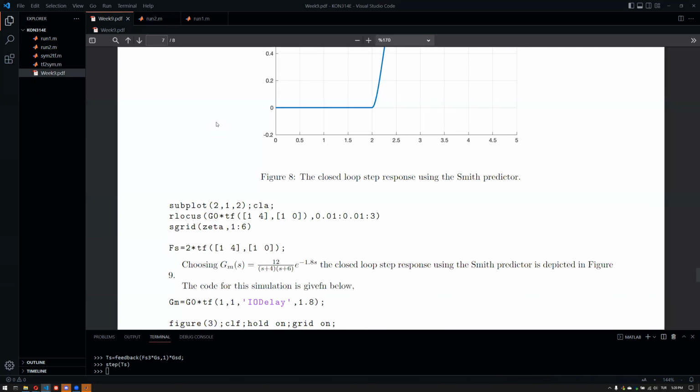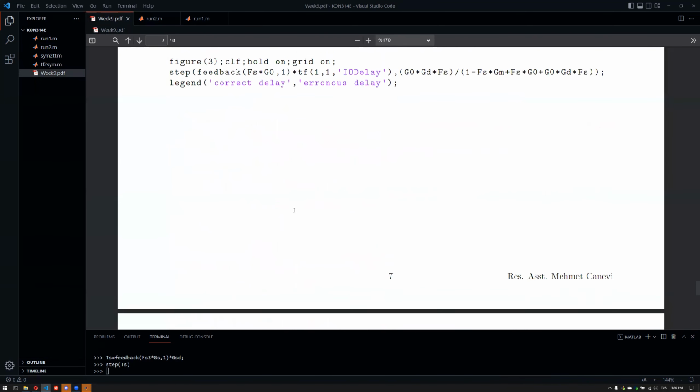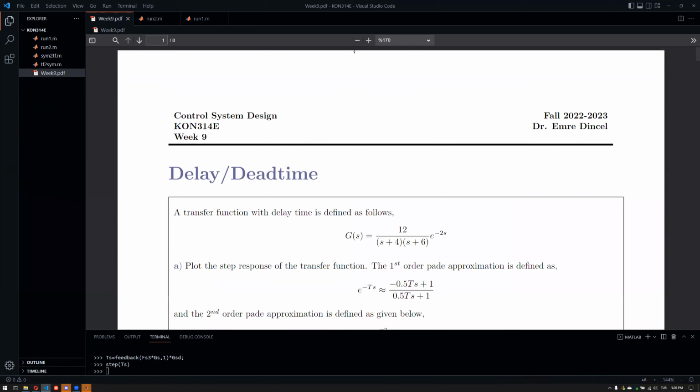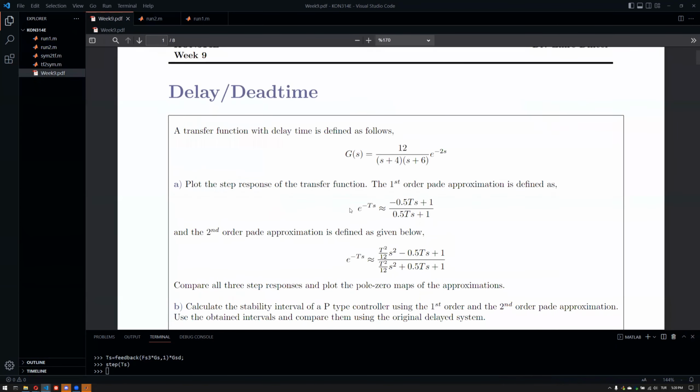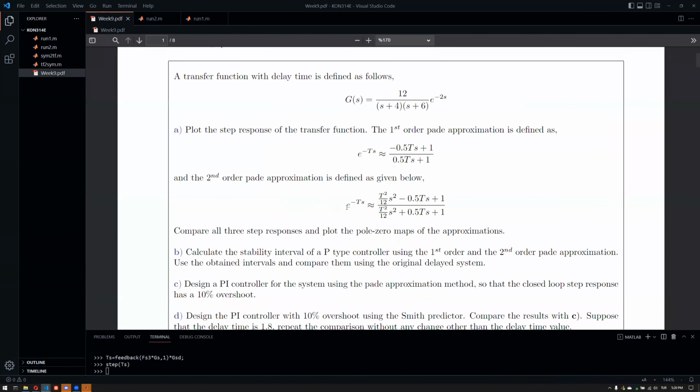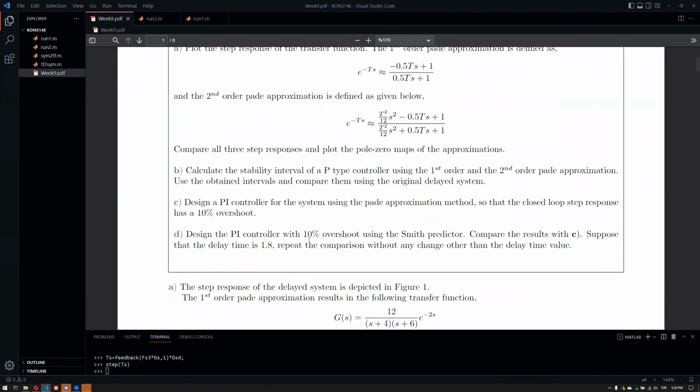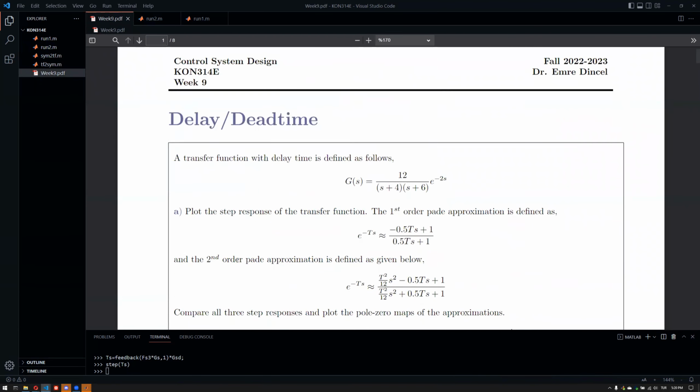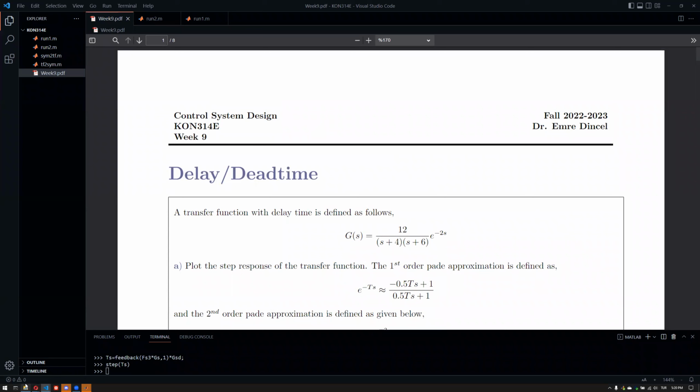So this basically concludes today's discussion. We've talked about delay. We've talked about the Padé approximation, which is quite useful. We've talked about the Smith predictor. As far as I remember, we will be talking about the frequency domain next week.